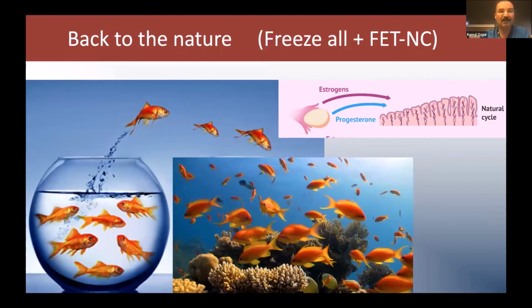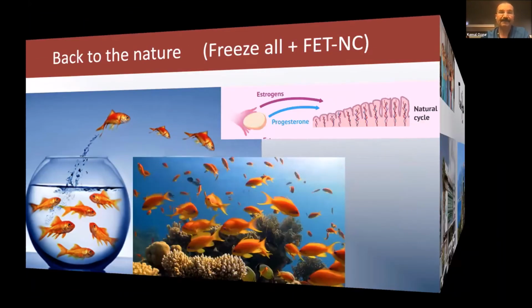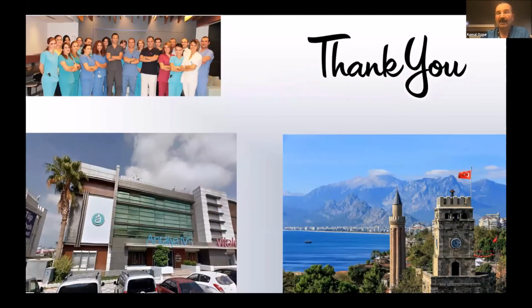That's why, and this is my last slide, I think we have to go back to nature. We should do freeze-all. We must have as many eggs and as many embryos as possible. And I think when we do transfer, we should prefer natural cycle instead of artificial cycle. Thank you very much for listening to me and for your patience. And if you have questions, of course, we will discuss later.